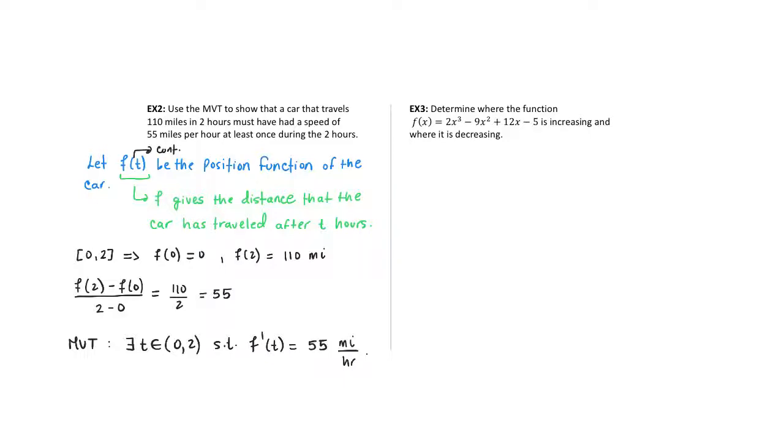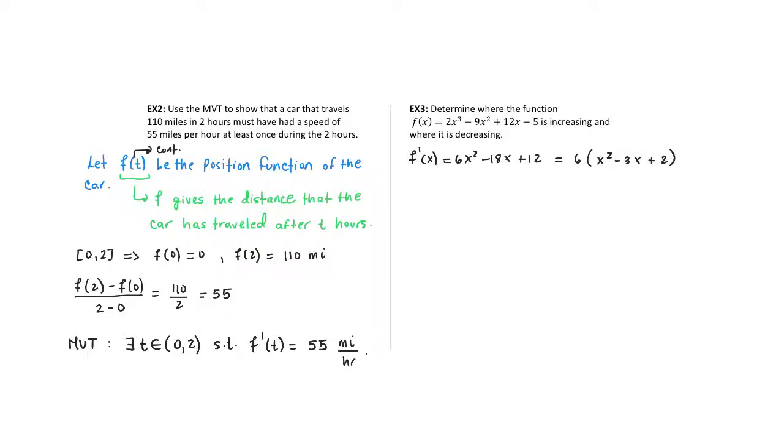So that means that we have to go ahead and find the first derivative. f prime of x is going to be equal to 6x squared minus 18x plus 12. I will go ahead and factor 6 out. That's going to give me 6 times x squared minus 3x plus 2.